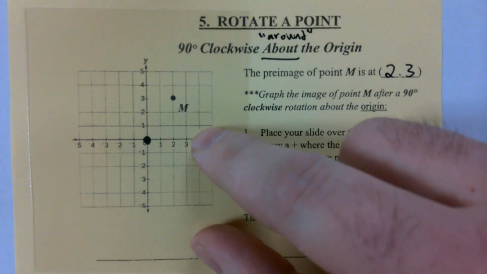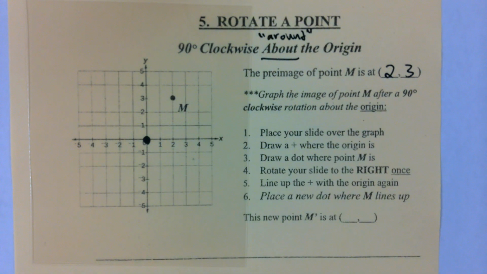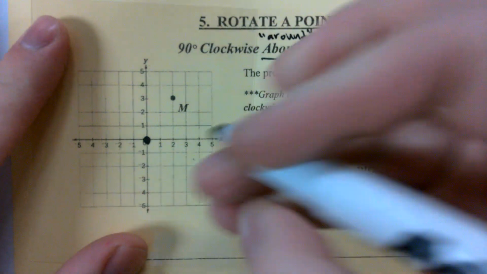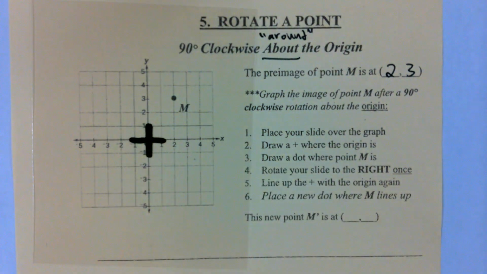Go ahead and put your transparent slide directly over your graph, just like that. You're going to take your expo marker, and you're going to draw a plus exactly where the origin is at. You're going to draw a plus directly onto your slide using an expo marker, right where the origin is at. So we're going to take this step by step, all right? I want to come by and see that everyone is with me exactly where I'm at.